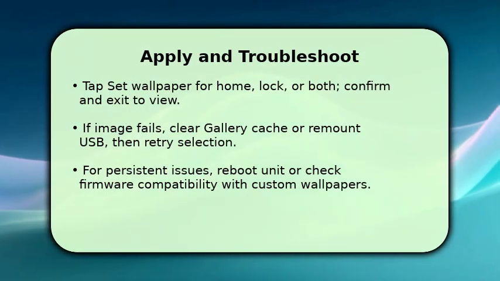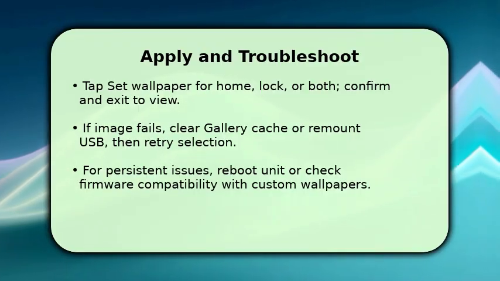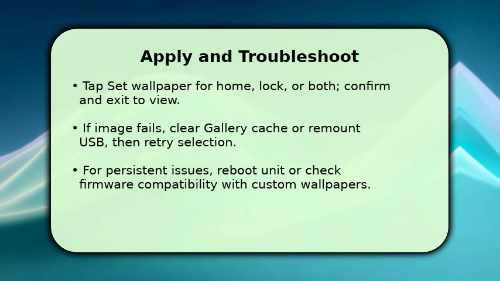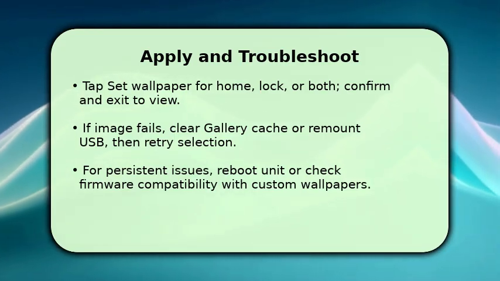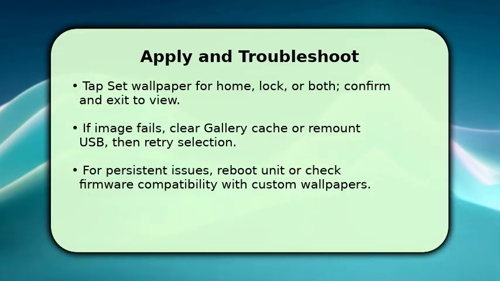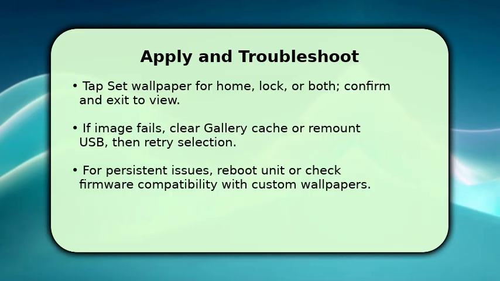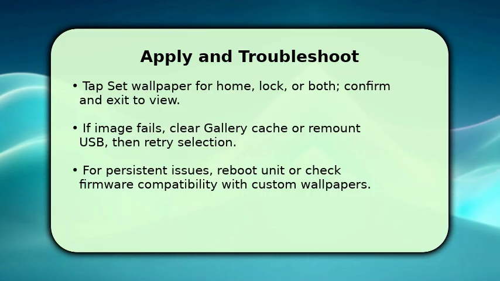Tap Set Wallpaper, choose Home, Lock, or both, then return to the launcher to confirm placement. If the image didn't apply, unmount and remount the drive or clear the gallery/media storage cache and try again, because cached thumbnails sometimes block updates. If problems persist, reboot the head unit and check for firmware or launcher updates. Incompatible launchers or outdated firmware are common causes, and a quick update often resolves it.